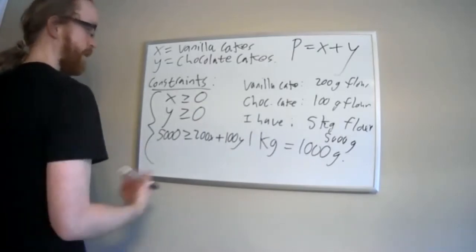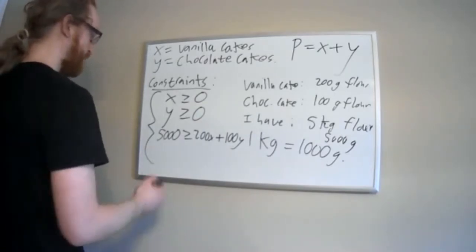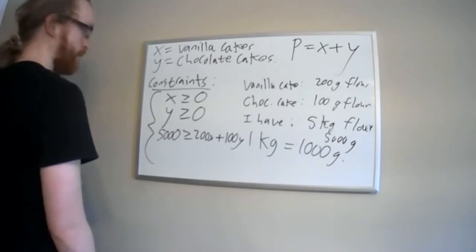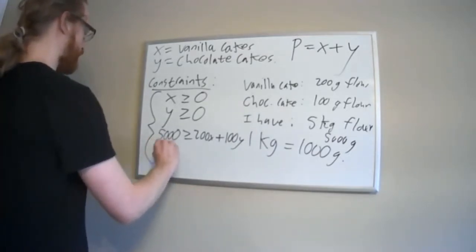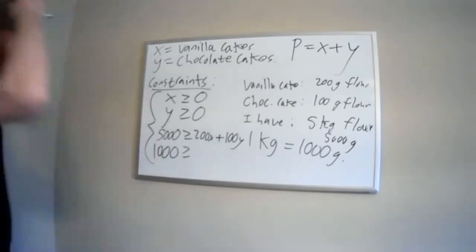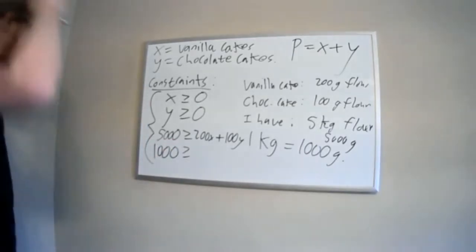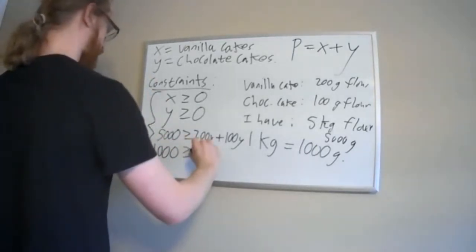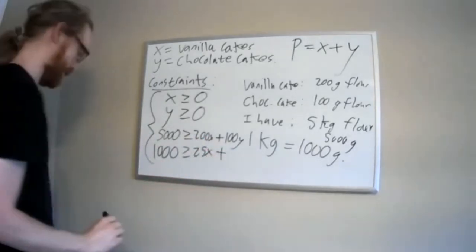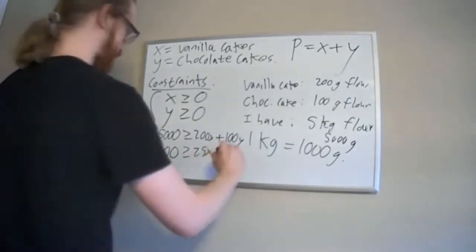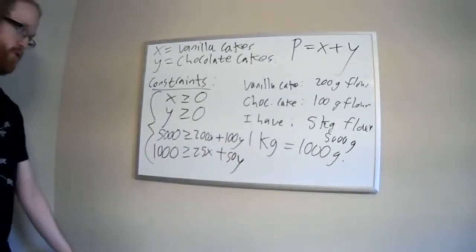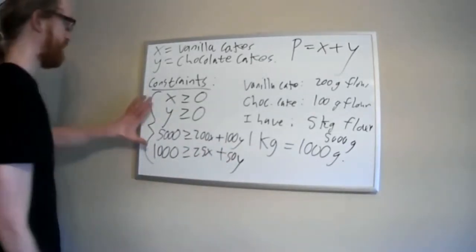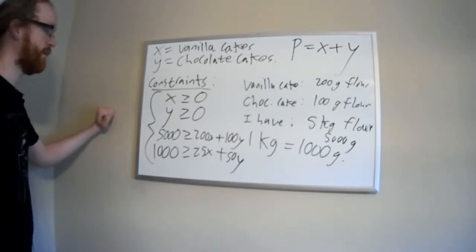Okay. Next, there's a constraint for fat. I have 1 kilogram of fat on hand. If I convert that to grams, that means I have 1,000 grams of fat on hand. And a vanilla cake requires 25 grams of fat, and a chocolate cake requires 50 grams of fat. And so this is my other inequality. So these are my constraints.